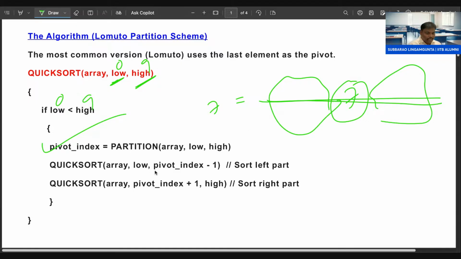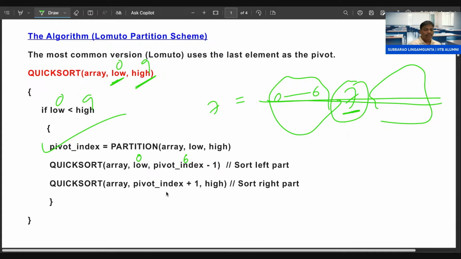Everyone try to understand. Once the partition algorithm is over, the pivot element will be sorted. Assume that it returns 7. That means the element in the 7th position is already sorted. Before 7 should be sorted, after 7 should be sorted. So before 7, what are those? Low to pivot index minus 1, that is 6. So 0 to 6 should be sorted. The 7th person is already sorted.